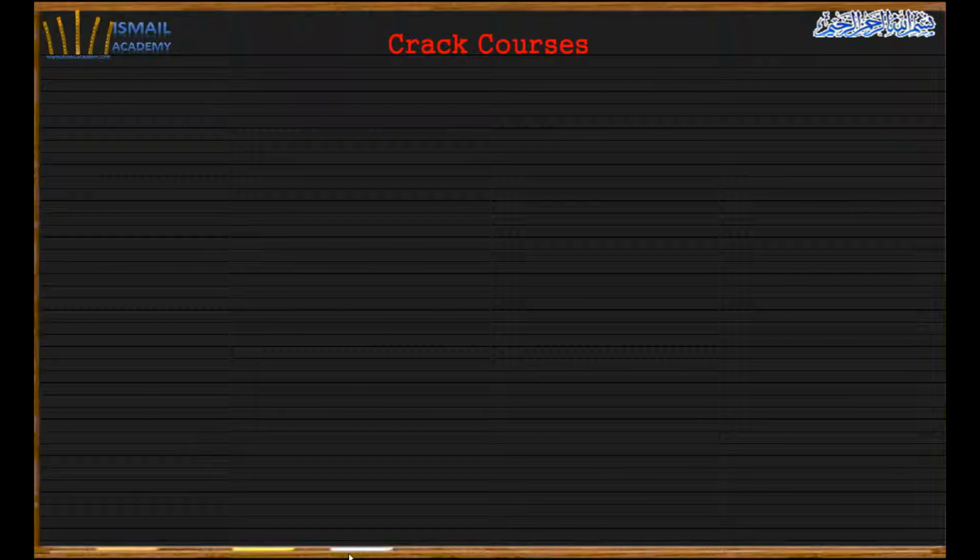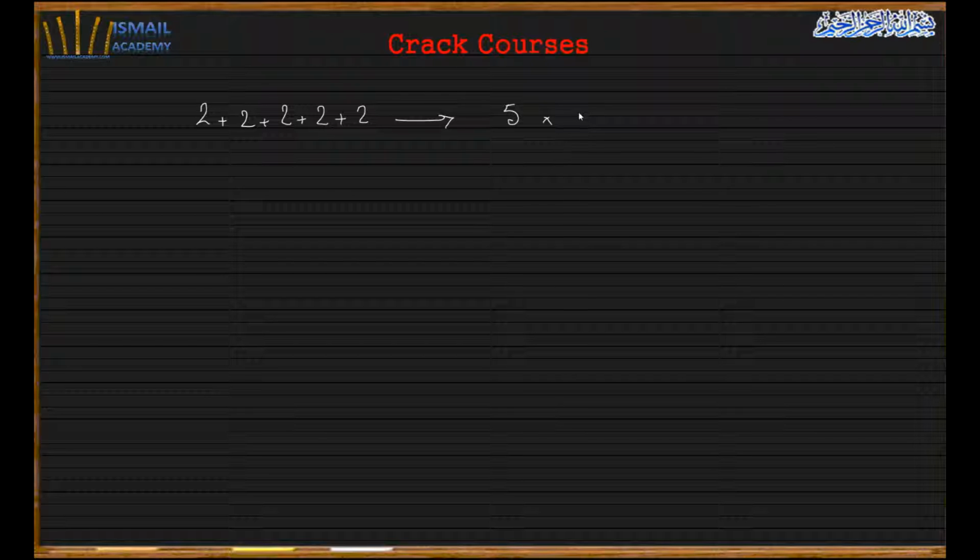So instead of having, for example, 2 plus 2 plus 2 plus 2 plus 2, 5 times, we just write it down as 5 times 2 and we get 10. Or if I have 3 plus 3 plus 3 plus 3, what we have here is 4 threes. So this means I have 4 times 3, which is 12.